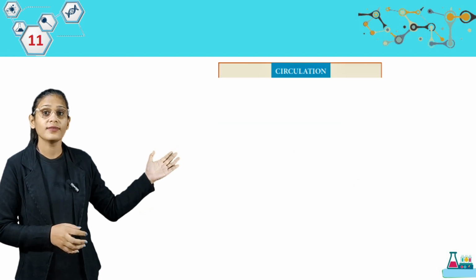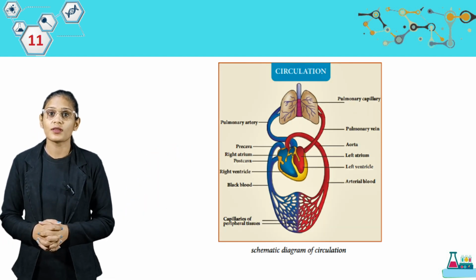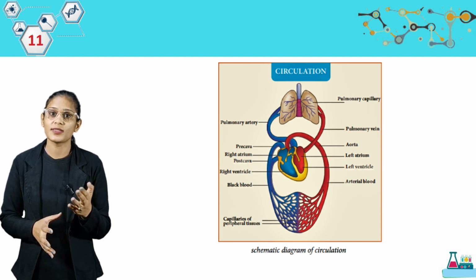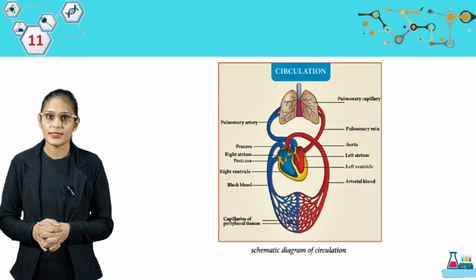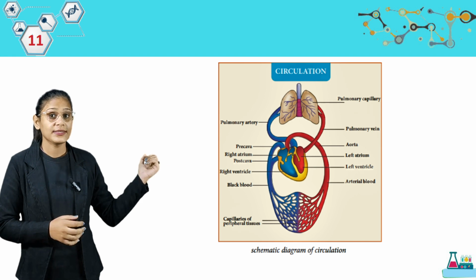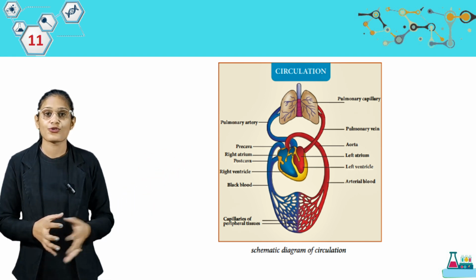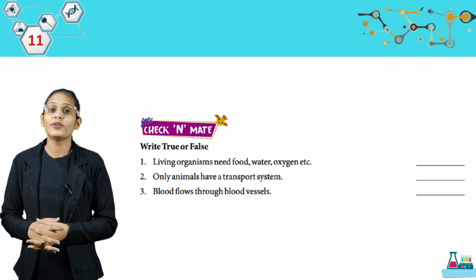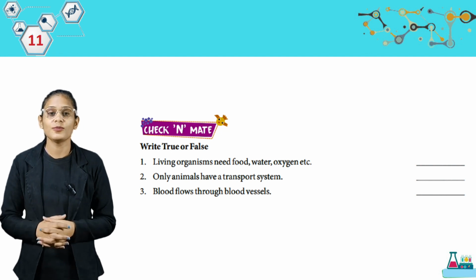Now look here, we have circulation. Look at this picture. This is our circulatory system. Here is the heart and the connection of blood vessels. This is a schematic diagram of circulation. Now we have check and mate, as we already read about these things. So you have to do it by yourself.